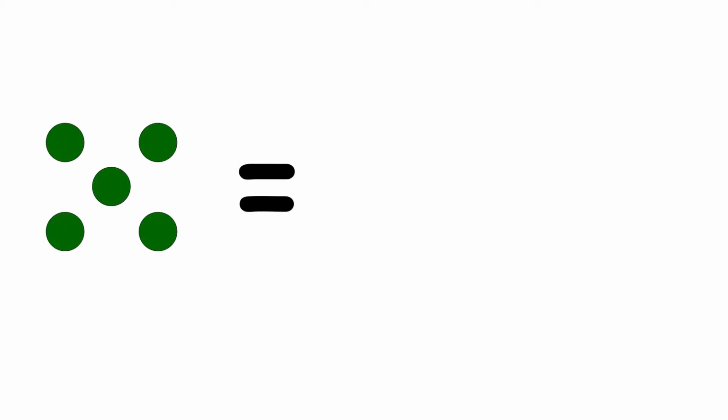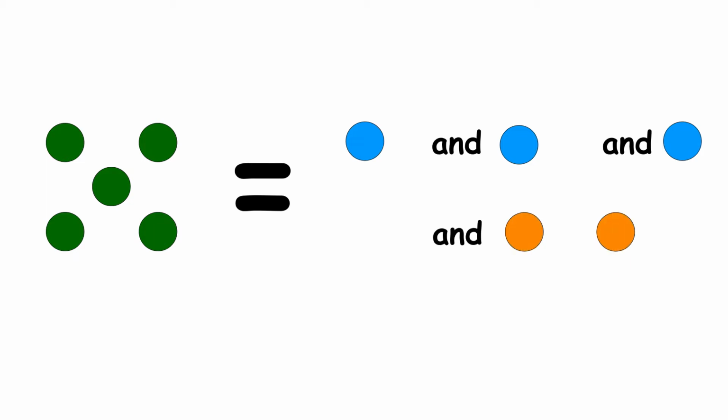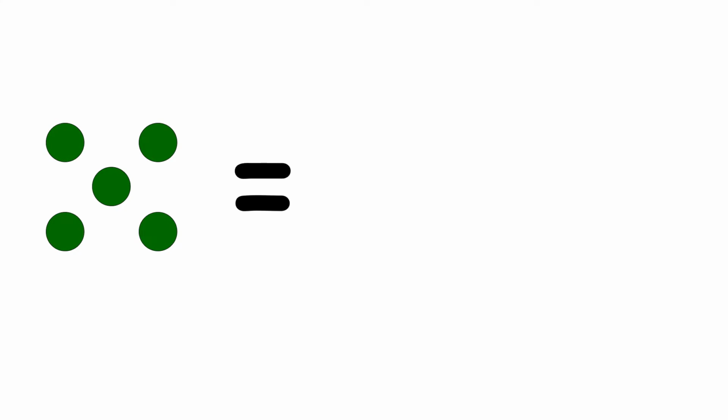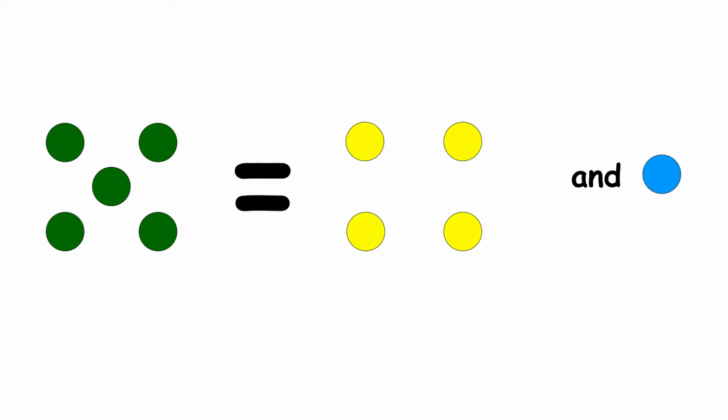5 is the same as 1 and 1 and 1 and 1 and 1. 5 is also the same as 1 and 1 and 1 and 2. 5 is the same as 3 and 1 and 1. And 5 is the same as 4 and 1.